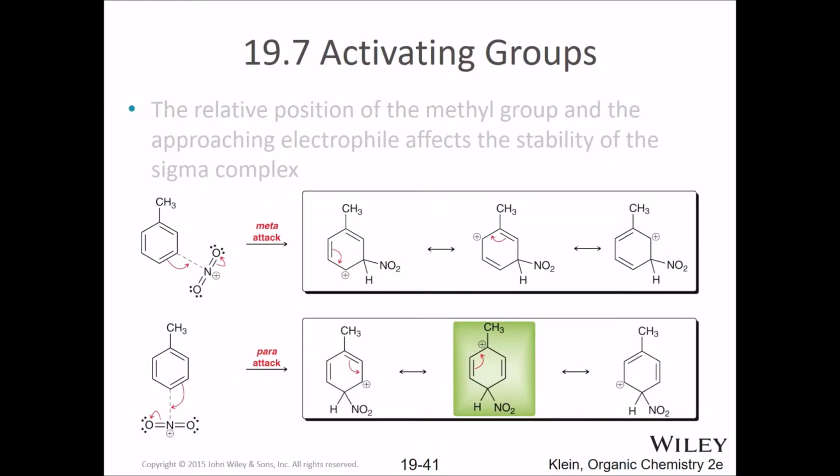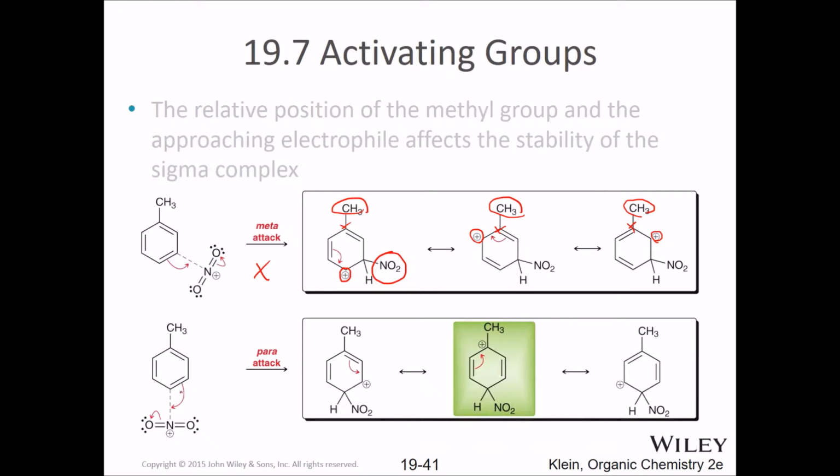Okay, so now consider the meta attack. If the bond to the nitro group goes to the meta position, then you're going to have a plus here, a plus here, and a plus here, right? But never a plus on the carbon that has the electron donor. There's my electron donor. You see it? This carbon never has the plus charge on it. Okay? So this is not helpful. It's not bad, right? It's just not helpful.